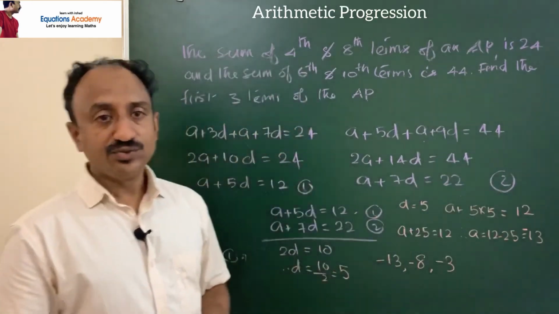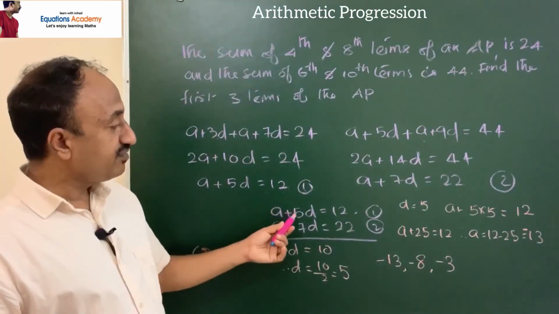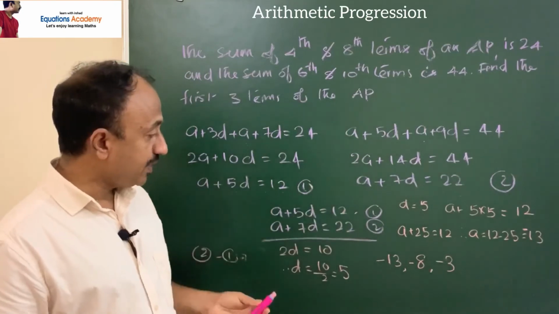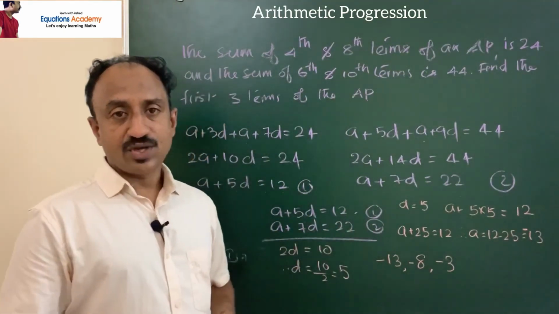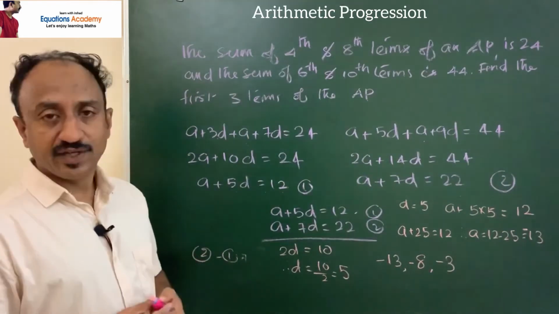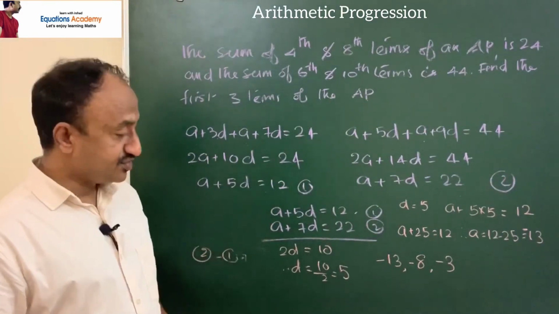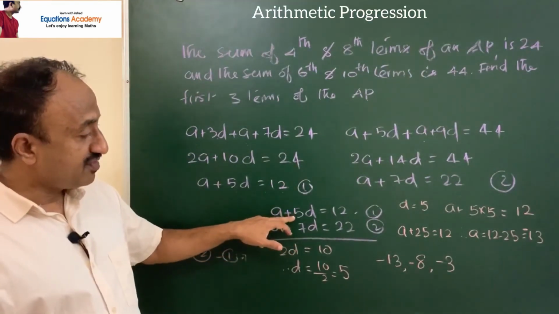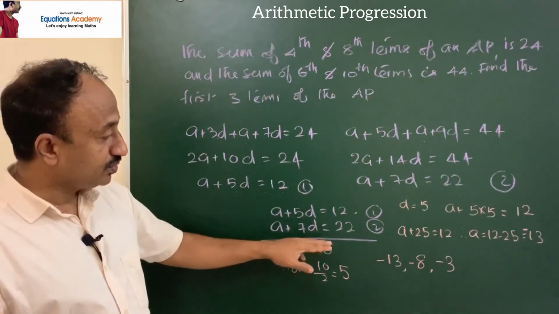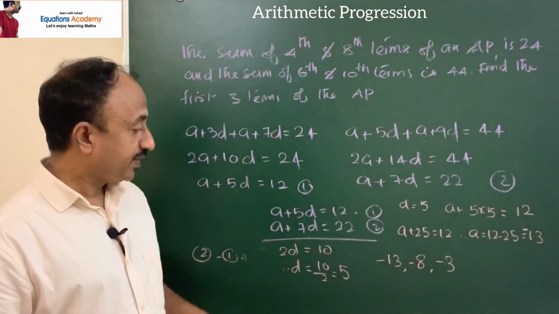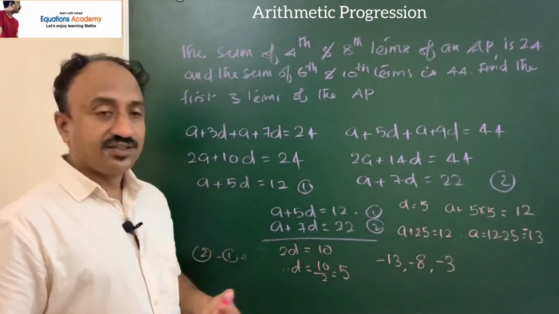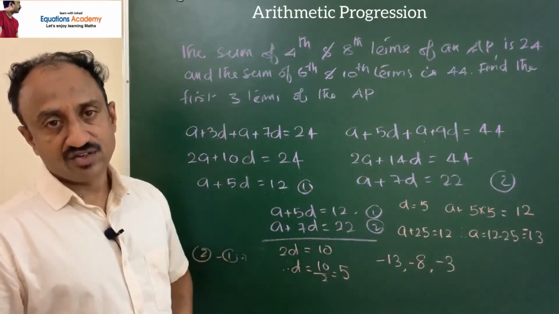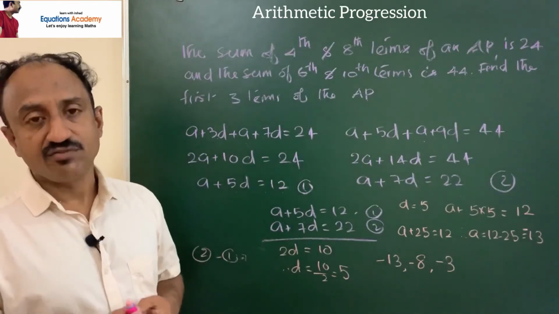So we got 2 equations now. a plus 5d equal to 12, that is equation 1. a plus 7d equal to 22, that is equation 2. Now subtract equation 1 from equation 2. a minus a, we get 0. 7d minus 5d is 2d. 2d is equal to 22 minus 12, which is 10. 2d equal to 10. So d equal to 10 divided by 2, which is equal to 5. So we got the common difference as 5.